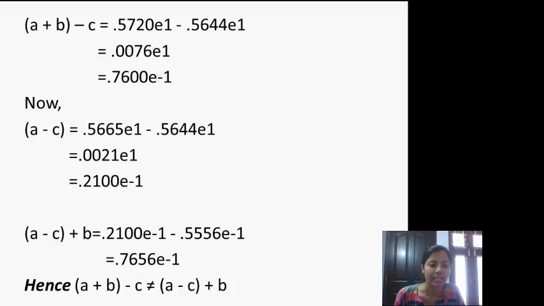Then when I compute a minus c plus b, that is, I add b to it, I find that the value is 0.7656 e minus 1. So here we can see that LHS is not equal to RHS: 0.7600 e to the power minus 1 is not equal to 0.7656, meaning I get an error after 2 decimal places in this floating point representation. So the associative law is not verified.